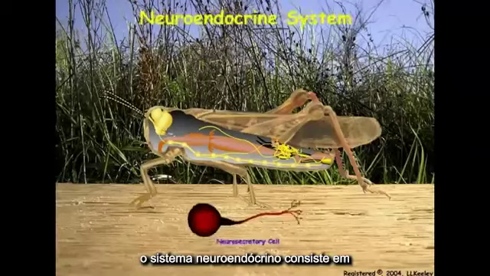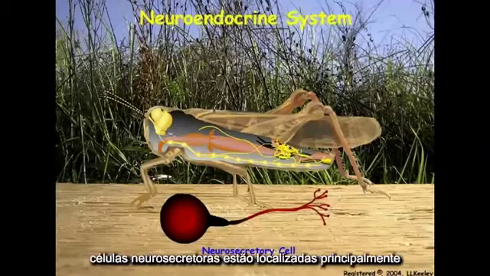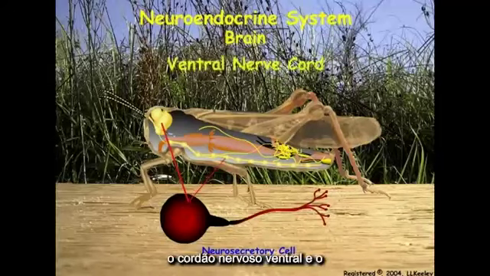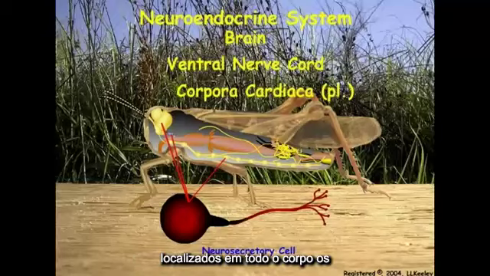The neuroendocrine system consists of nerve cells that secrete hormones. Neurosecretory cells are located mainly in the brain, the ventral nerve cord, and the corpora cardiaca. They are also found in association with other nervous tissues located throughout the body.